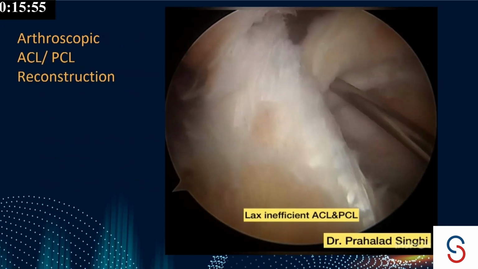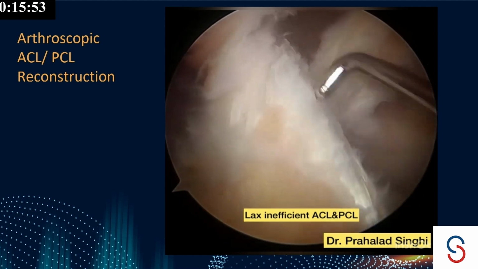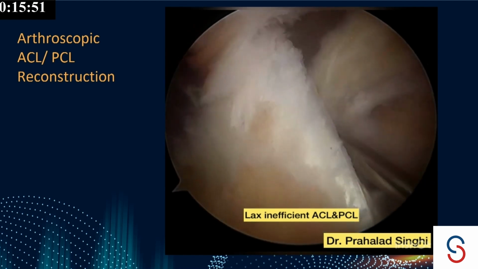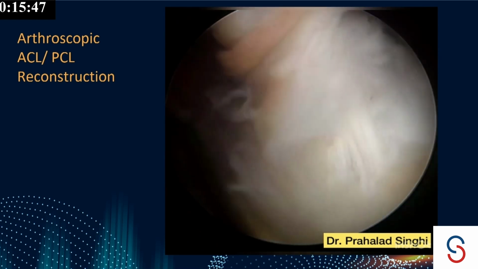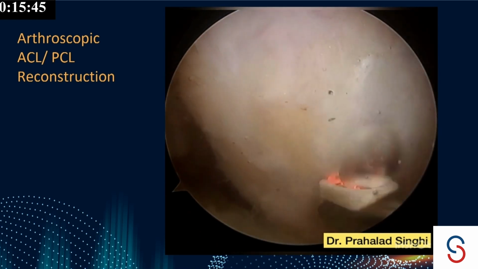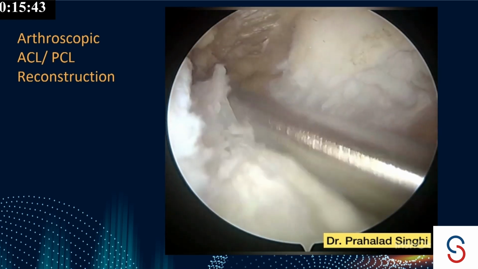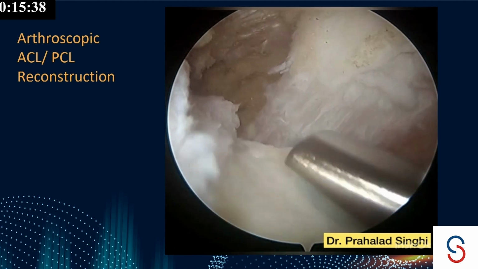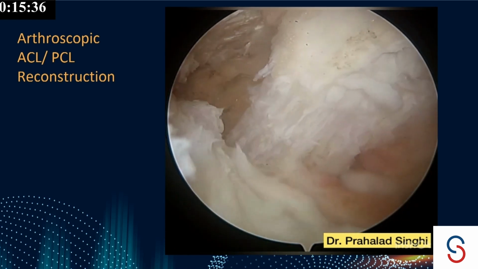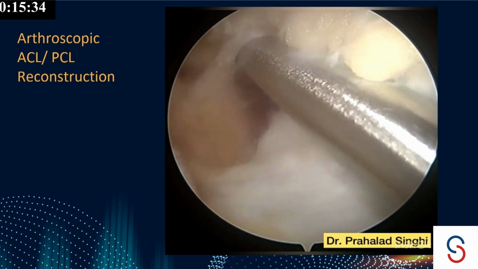So this was the arthroscopic picture. We can see that a few fibers of both the ACL and PCL were there, but they were all lax. So I retained them just for whatever proprioception or usefulness they have, and then created a posteromedial portal here.